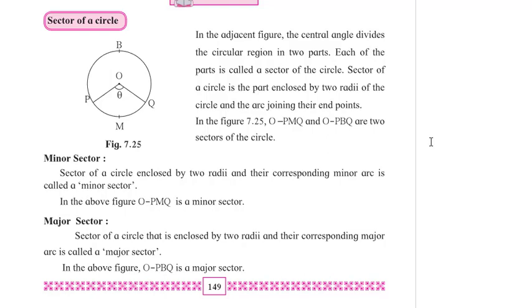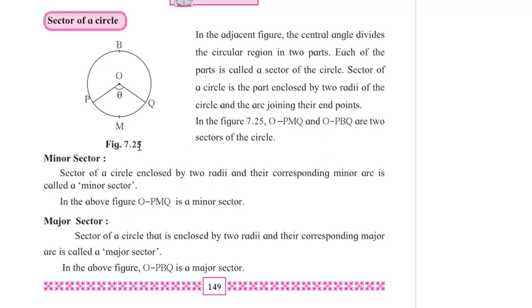Namaste everyone. In this lecture, let us discuss the sector of a circle and the arc length of a circle. Now, in the adjoining figure, the central angle divides the circular region into parts. You can see this in diagram 7.25. Each of the parts is called a sector of the circle. A sector of a circle is the part enclosed by two radii of the circle and the arc joining their endpoints.